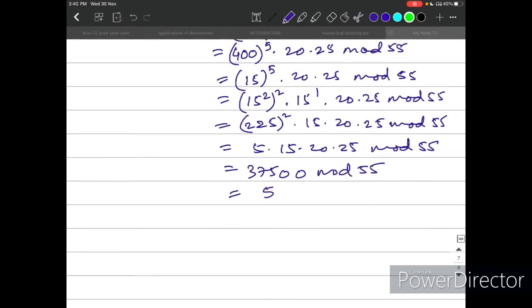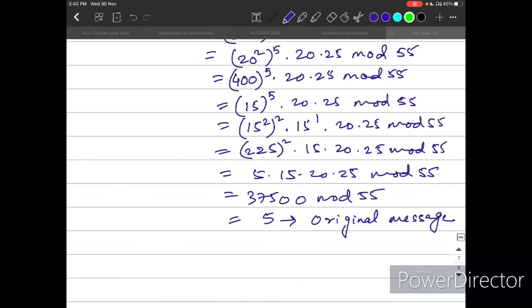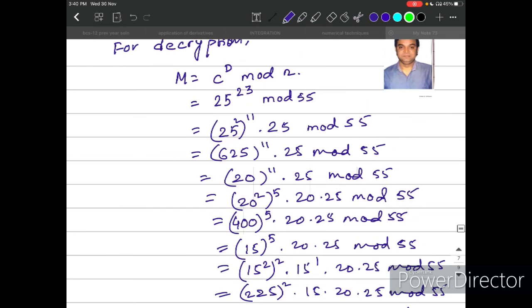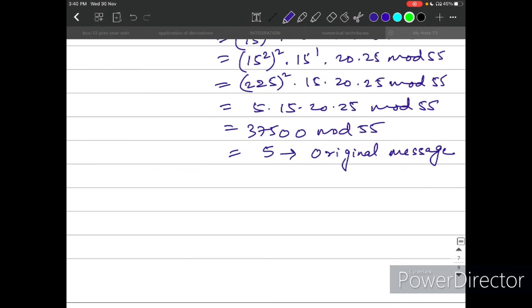So this one is the message that we sent. This one is the original message, the original message that is decrypted. And the receiver receives the 5. Okay. So he decrypted the message in this form, and he got 5. So this is the way the RSA algorithm works. Okay. Thanks for watching.